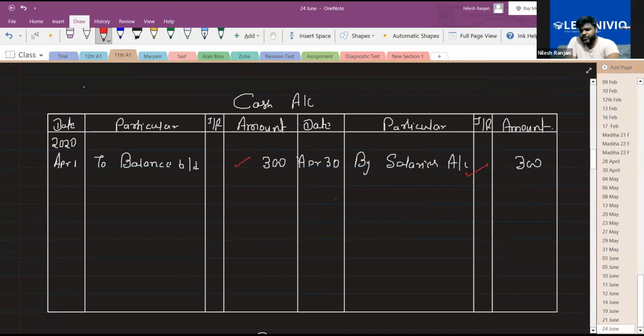Do you have any question up to this point? Any question? Now I'm going to calculate the total of both sides and balance. If you have any doubt up to this point, you can ask.